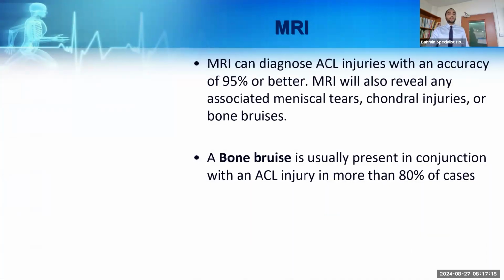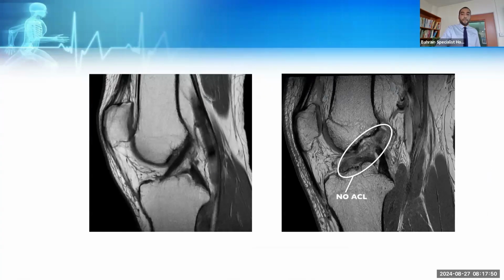MRI is the most accurate diagnostic test for the diagnosis of ACL injuries, and also for any ligament or meniscal injury in the knee. MRI will also reveal chondral injuries, that is, injury to the cartilage of the knee, and it can also detect bony bruises. A bony bruise is usually present in 80% of acute ACL injuries. In chronic ACL injuries, a bone bruise may not be present. It might have resolved over a period of time.